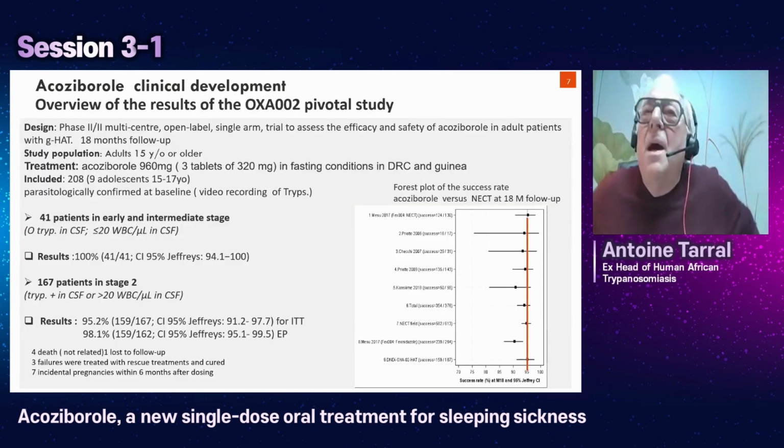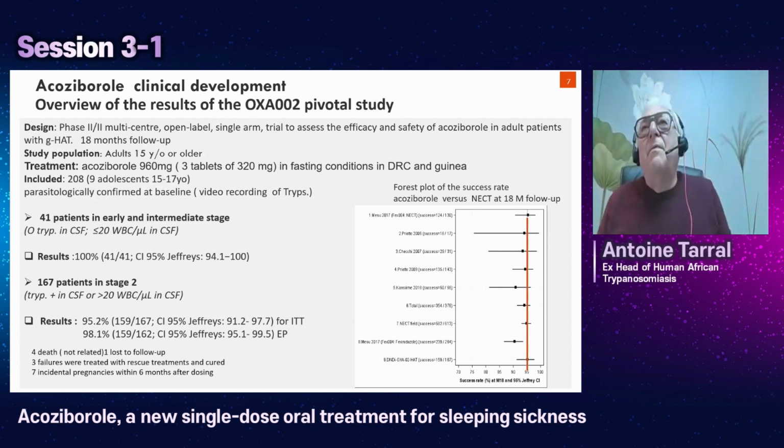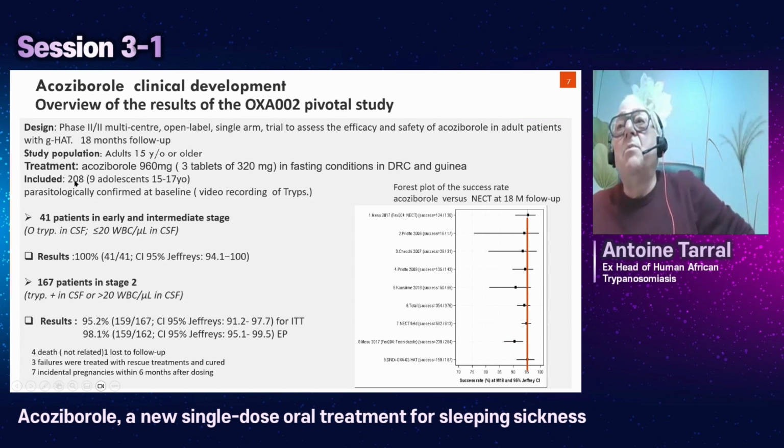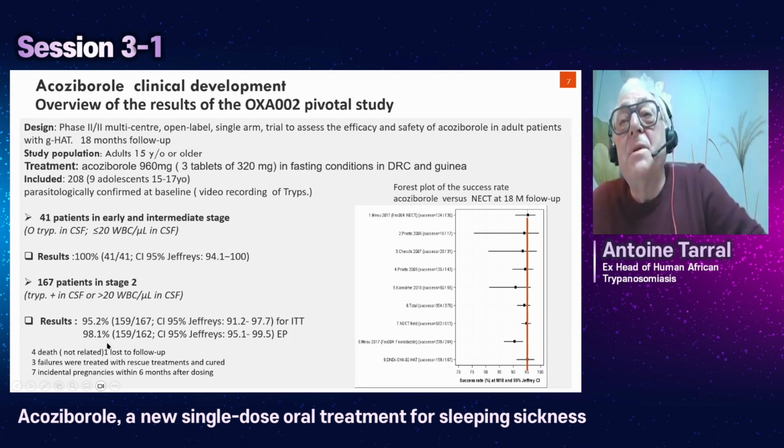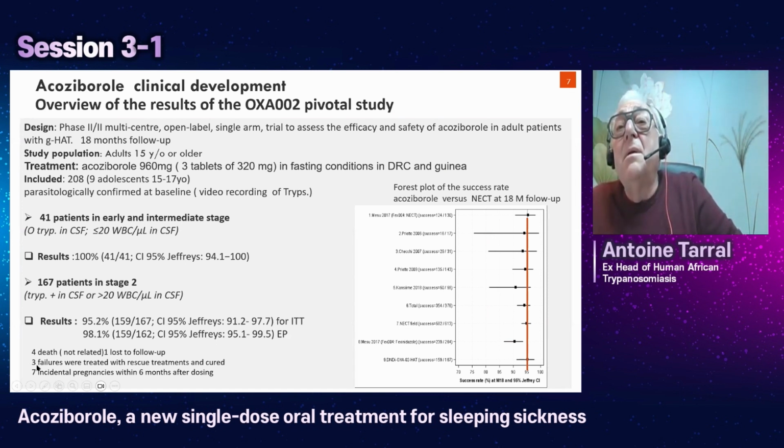So very rapidly regarding the efficacy, we have seen in our first trial, which is the pivotal trial in the field, a small number of patients included, 208 patients, but it was well defined as we have a video recording of the trypanosome. Two stages of the disease were included, the early stage and the central nervous system stage, with more patients in stage 2. We have very good results in stage 1 and very good results in stage 2: 95% for the ITT population and 98% success in the evaluation population. Three failures were detected in this study, and we are working on these three failures.